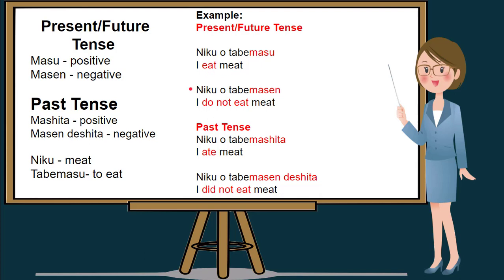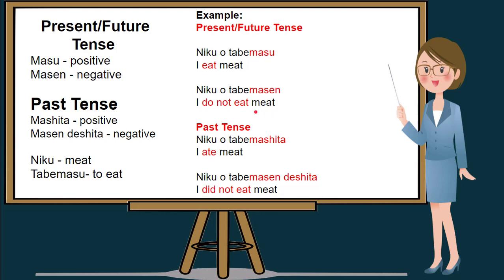Let's read this next sentence. Please follow after me. Niku o tabemasen. Once again, niku o tabemasen. In English, I do not eat meat.